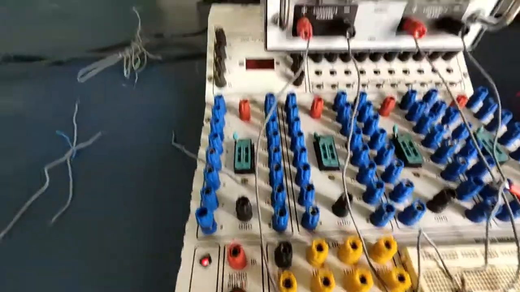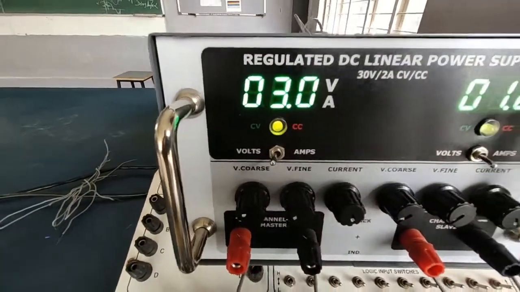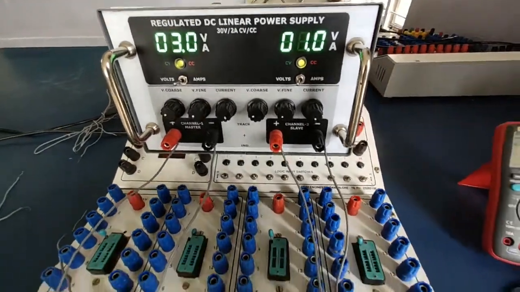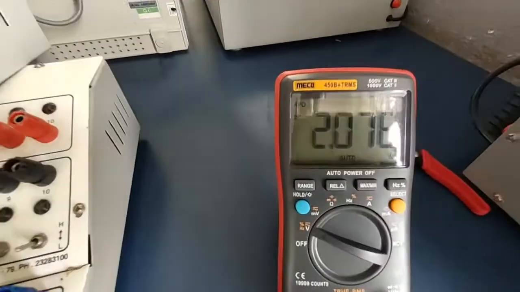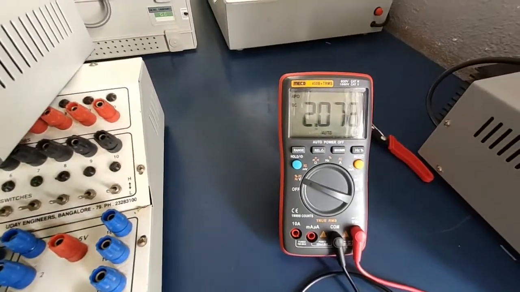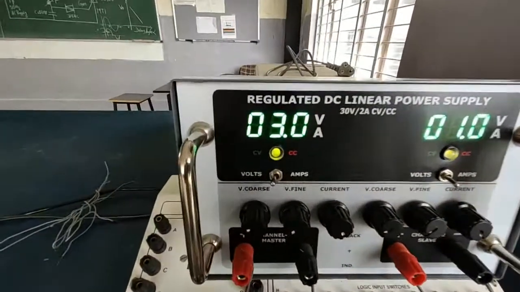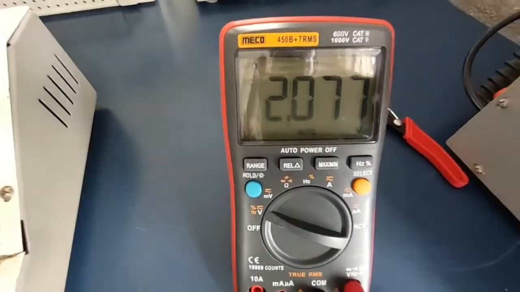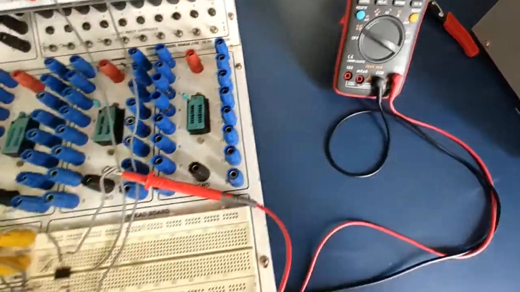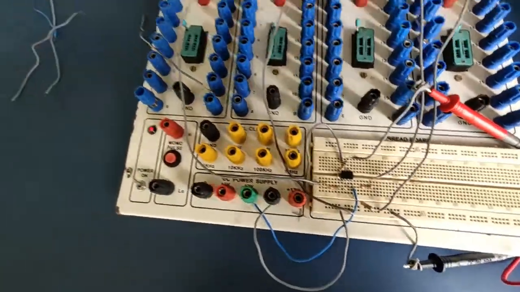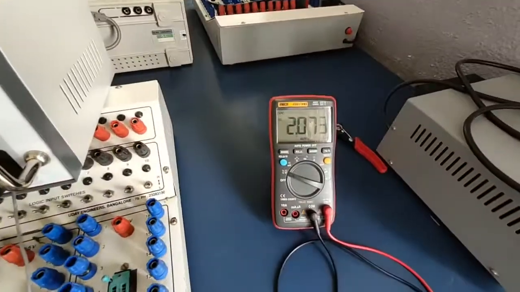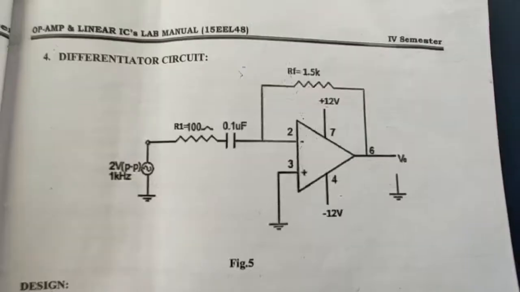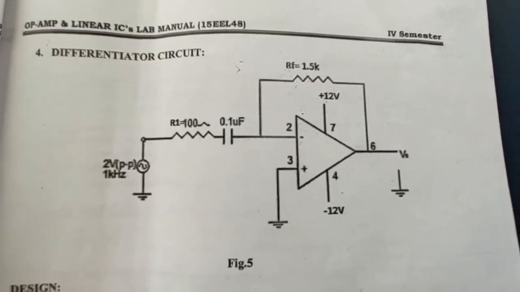Here V1 is given as 3 volts and V2 is given as 1 volt. So the difference, 3 minus 1, is 2, which is shown in the multimeter. So this is the experimental setup, input and output of the op-amp difference circuit. Thank you all.